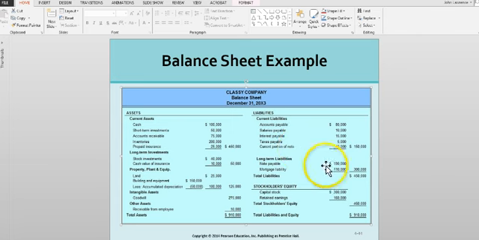In this case, it looks like they have a mortgage liability of $110, a note payable of $190, so $300,000 of long-term liabilities, and $40,000 of current portion. That would be the portion of that $300 that is due over the next 12 months. And then, of course, you also have your long-term liabilities, which we just discussed.